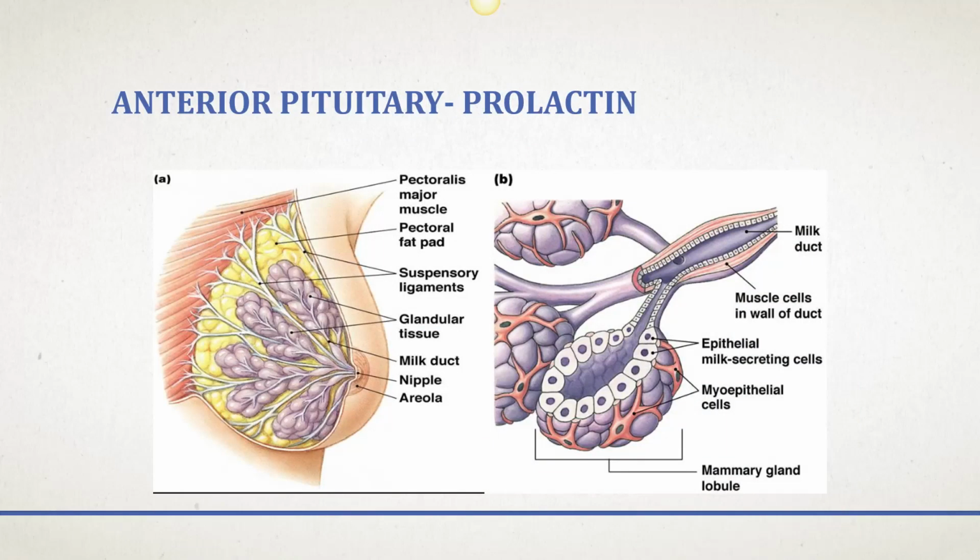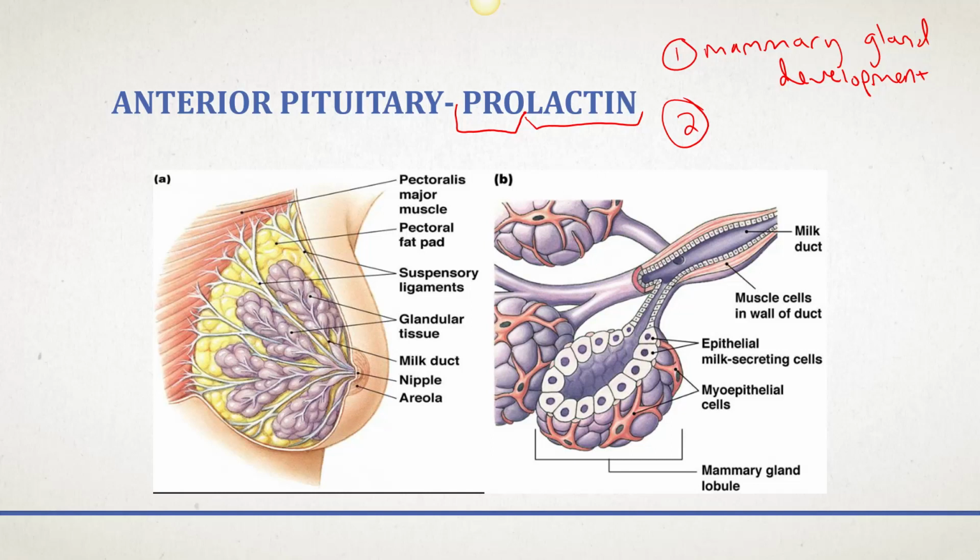The next hormone is prolactin. If we look at this hormone, prolactin, increases lactation, and it does this by doing two things. One, it causes mammary gland development, and two, milk production.